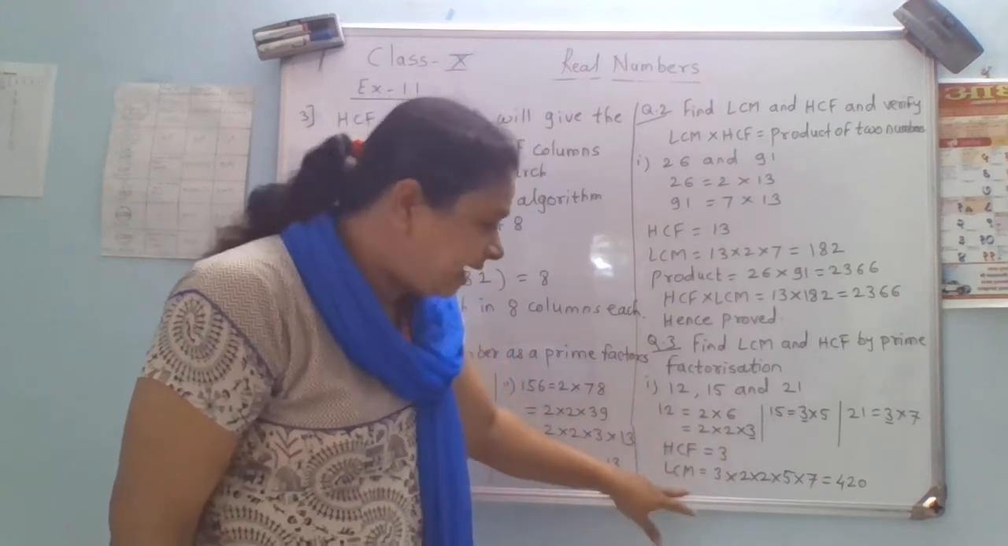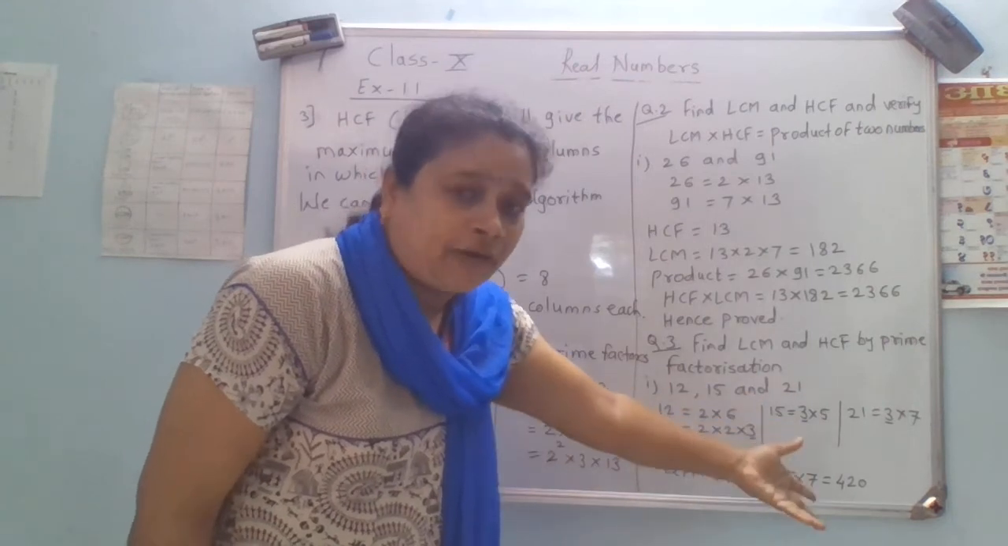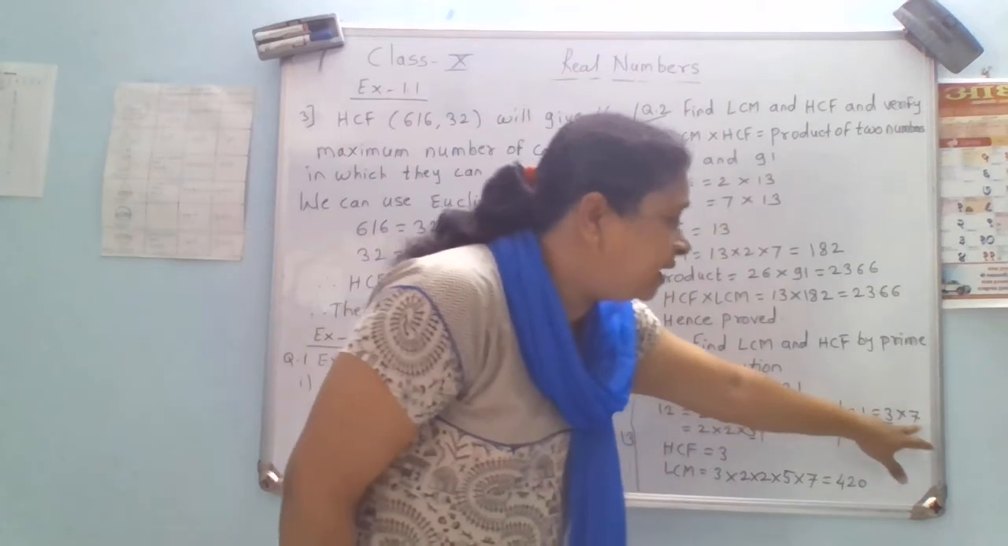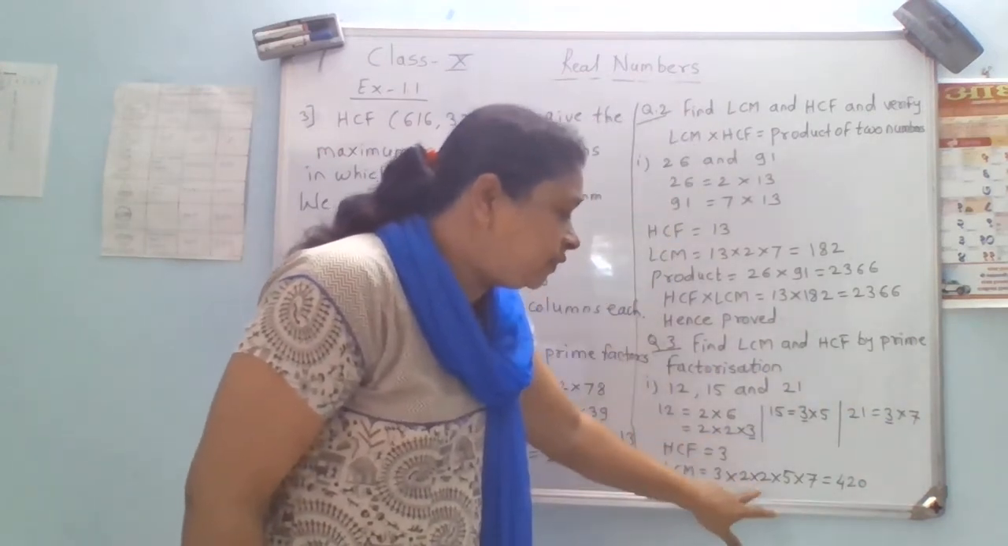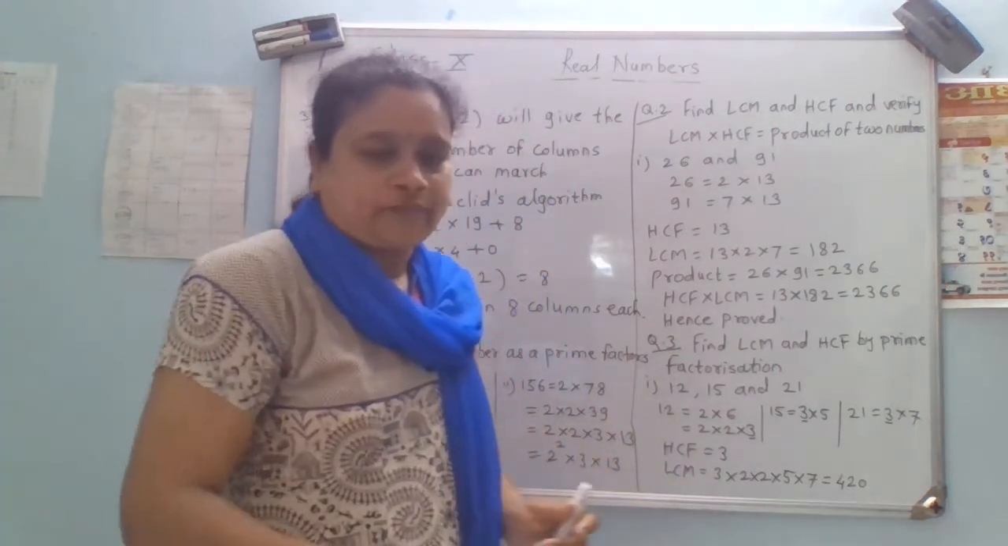Then for finding the LCM, first of all write the common factor, whatever it is. Then write the uncommon factors. The uncommon factors are 2, 2, here also 5 and here also 7. It means 3 into 2 into 2 into 5 into 7. Then the LCM is 420. Okay. We'll stop here.